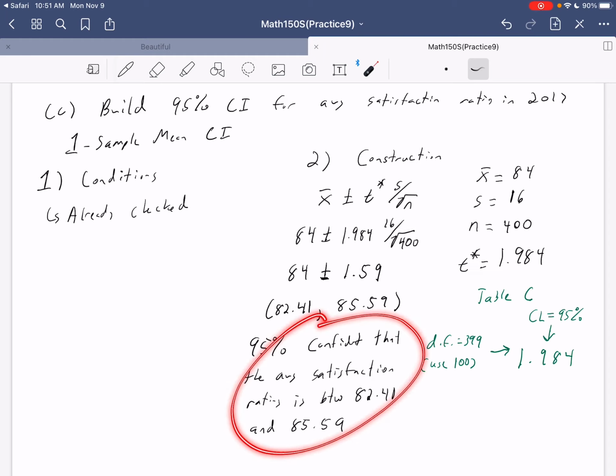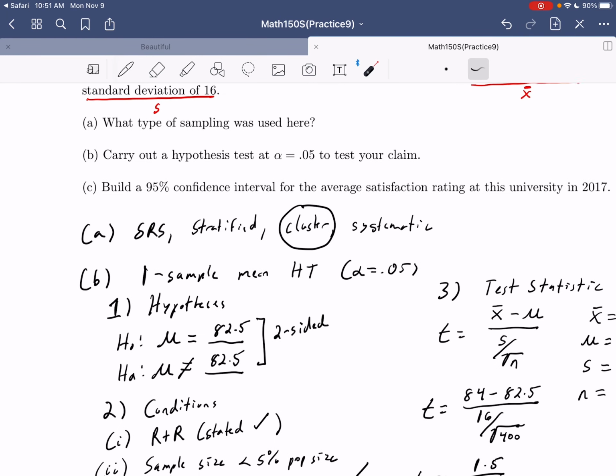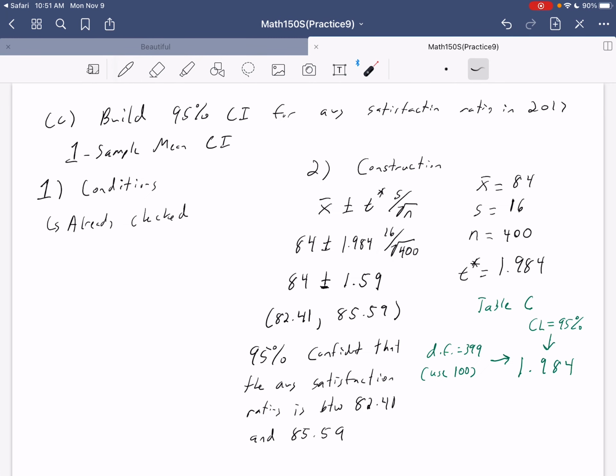Notice that this does match up with our conclusion in part B, which was the hypothesis test. Notice this range says from about 82.41 up to 85.59 is believable. Notice the old null hypothesis, 82.5, is in this range, right? 82.5 is in this range. So 82.5, which was the value back from 2010, is still believable. That's why we failed to reject it.